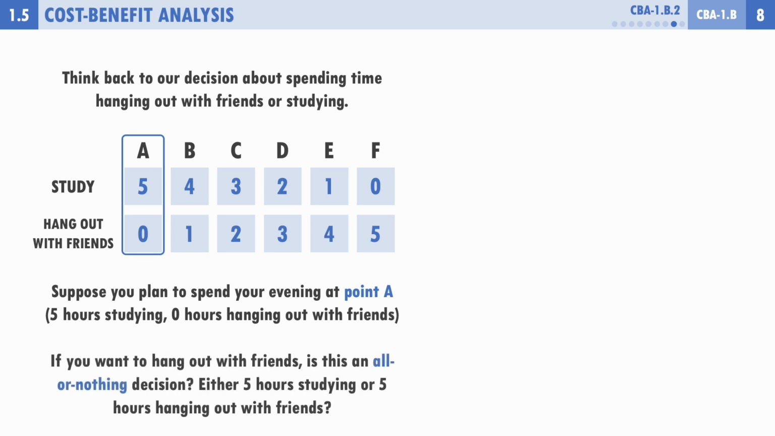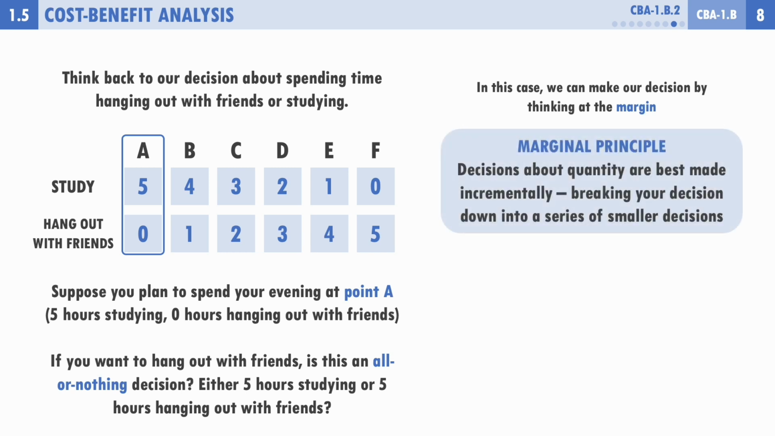Now, again, if you want to hang out with your friends, is this an all or nothing decision? Like, where you either have to spend all 5 hours studying or all 5 hours hanging out with your friends? And no, it's not the case. We can actually make our decision better if we split it up and look at it incrementally. It's not just from 5-0 all the way up to 0-5. We can start making our decision by thinking at the margin. We can apply this thing called the marginal principle. We can break down our big decision about how to use our time incrementally.